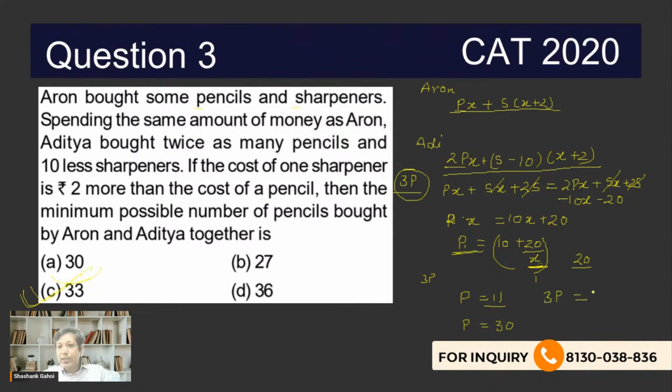So the maximum value of 3p is 90, and the minimum value of 3p is 33. My answer should lie between 33 and 90, and since the question is talking about the minimum value, that is 33. If the question is talking about the maximum value, that will be 90. Now let's move on to the next question.